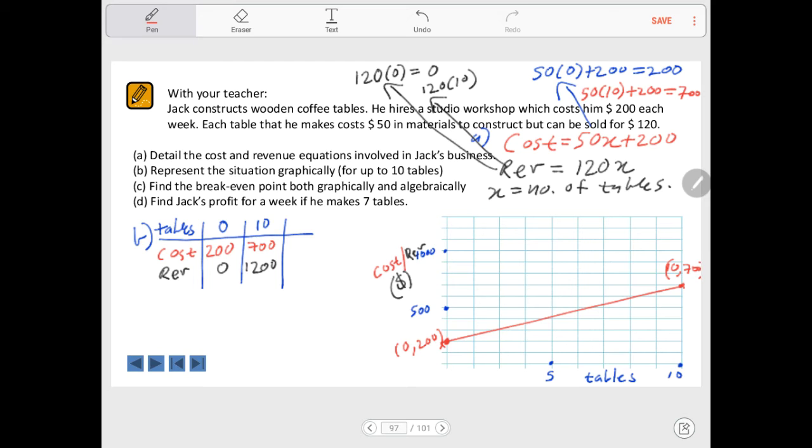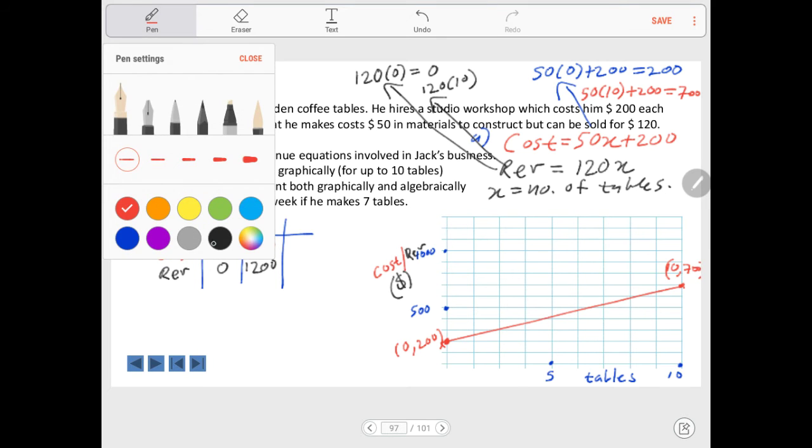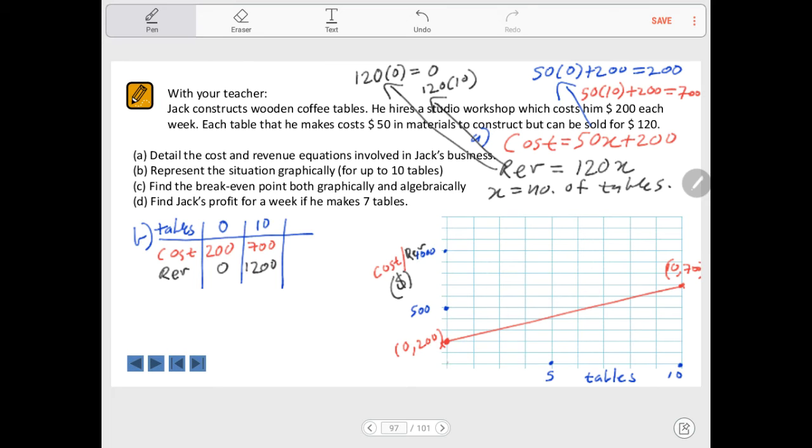Okay, so now we'll do the revenue line. $0, 0 revenue, so 0, 0 is our first point. Then all the way up to 10 tables and 1,200. Up here. And then we'll join these lines up.